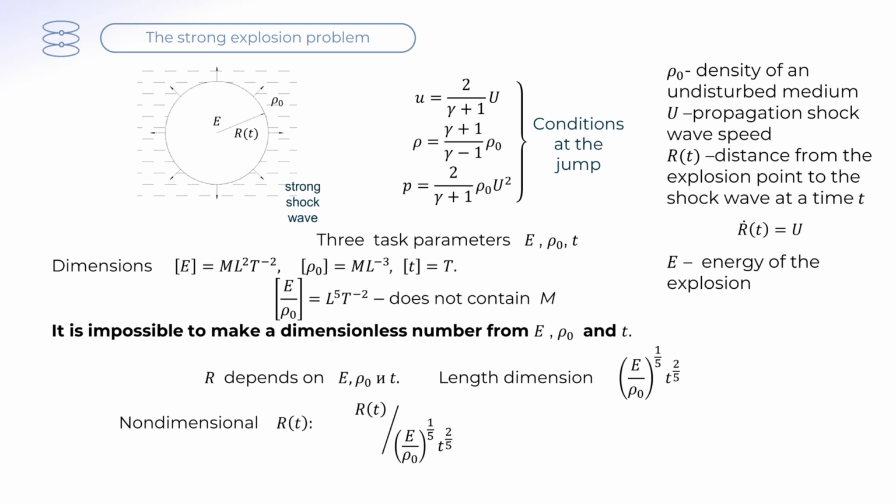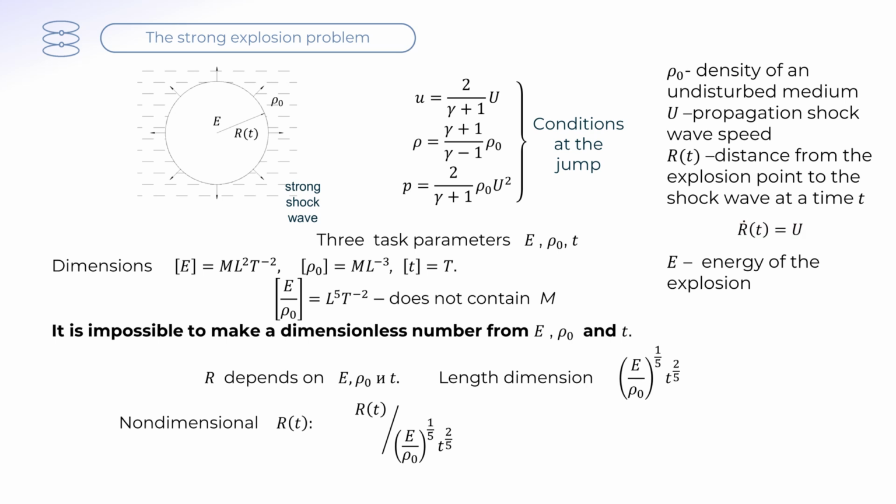Now this problem in the picture. This is the point of explosion. This is the radius of the shock wave zone for the time t. This is the density of undisturbed media. This is the energy of explosion, and the connection between propagation of shock wave and radius, you can see here.